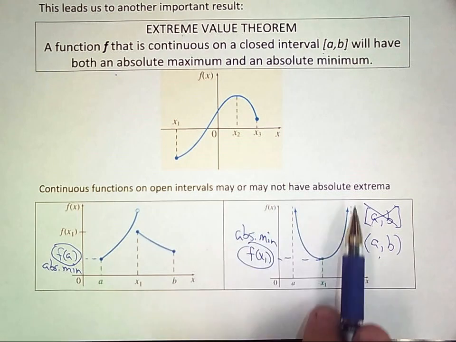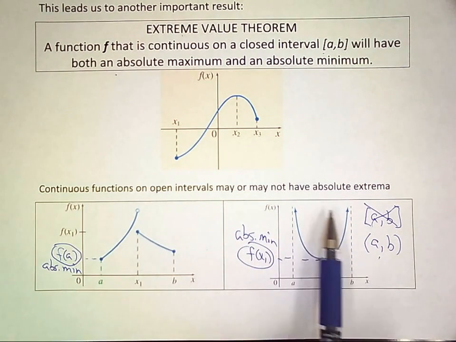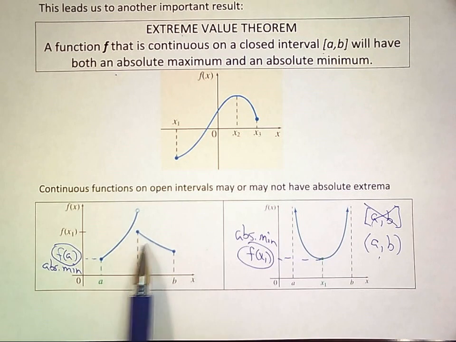But you don't have a max, because it just keeps going up. And if the graph were flipped, you'd have a max but no min. The point being, if you have a discontinuous function over the interval, or if the interval is not closed, the extreme value theorem just simply does not apply.